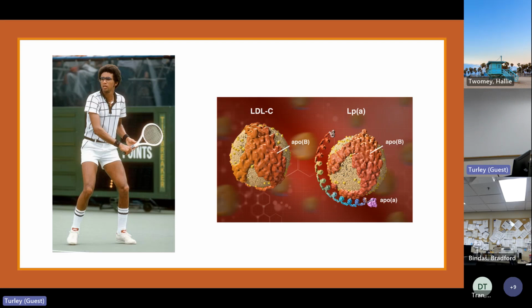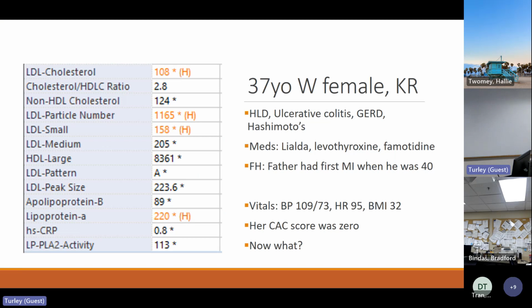So the other reason I put his picture up here is just so you can remember lipoprotein little a. Arthur Ashe is African-American and has lipoprotein little a. It is more prevalent in African-Americans, so this is where we need to be a little bit carefuler with certain populations. And so it's very, very important. So we'll talk more about this, but any questions about lipoprotein little a?